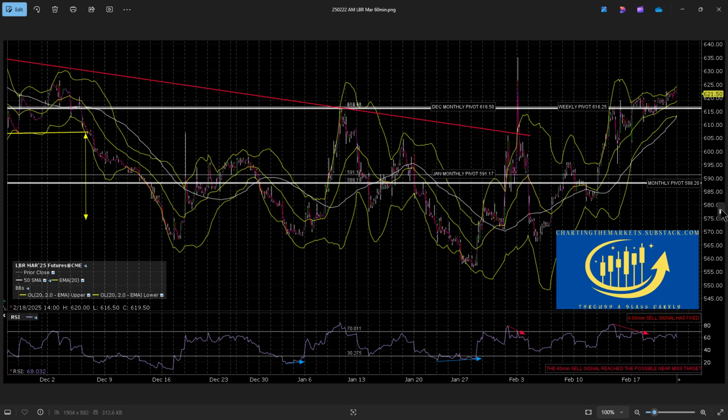Looking at lumber. Don't have a decent pattern set up here. We have got a 60-minute sell signal fixed, but so far that's not making a difference. In terms of short-term targets, I'm wondering if we're going to see a retest of this high here at 635.